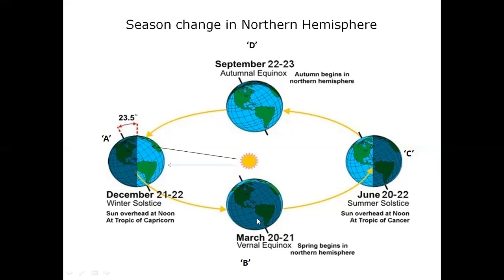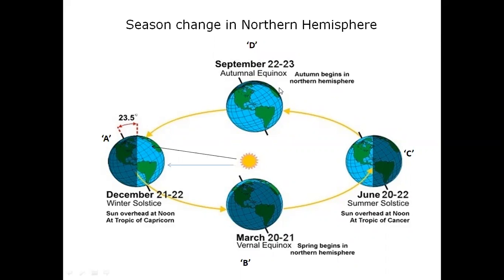Then slowly, in 3 months' time again, the Earth moves from point B to C. Here, heat starts to increase in the northern hemisphere because it starts receiving direct sunlight, whereas in the southern hemisphere, it receives indirect sunlight, thus winter is observed in the southern hemisphere.